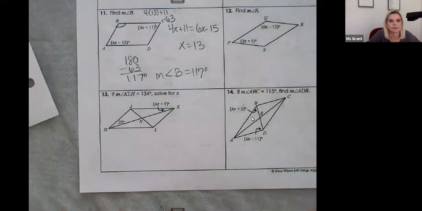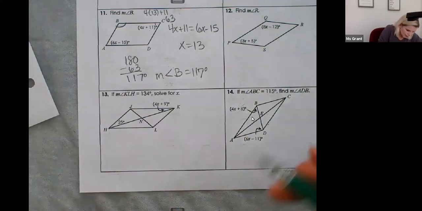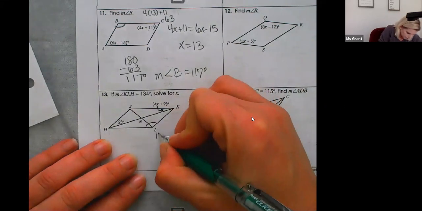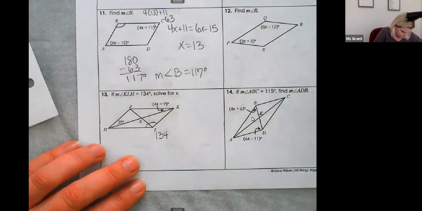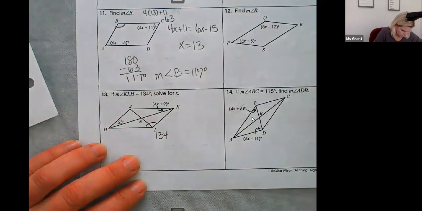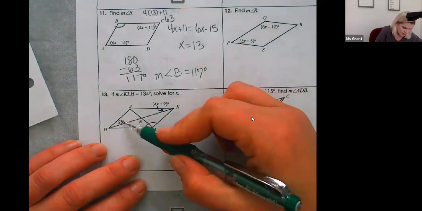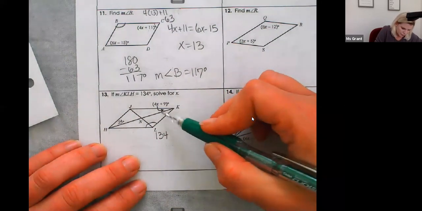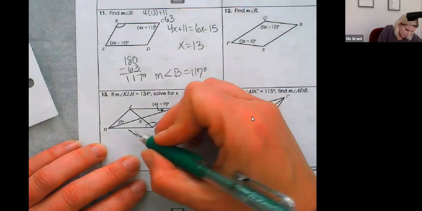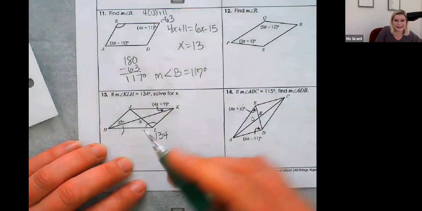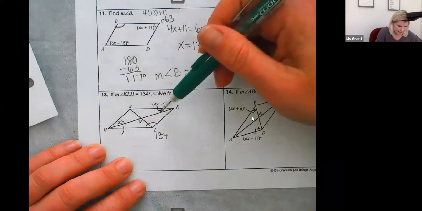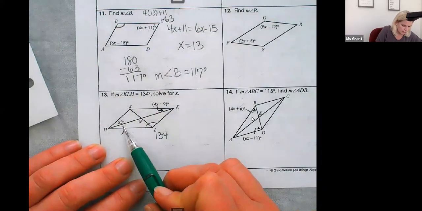So 13. Measure of angle KLH is 134. KLH. This whole thing is 134. Well, I really should find like what the next consecutive angle is. Because this 4x plus 9 is alternate interior angles with this. But I don't know what that is. See how 4x plus 9 is alternate interior angles with this one right here?